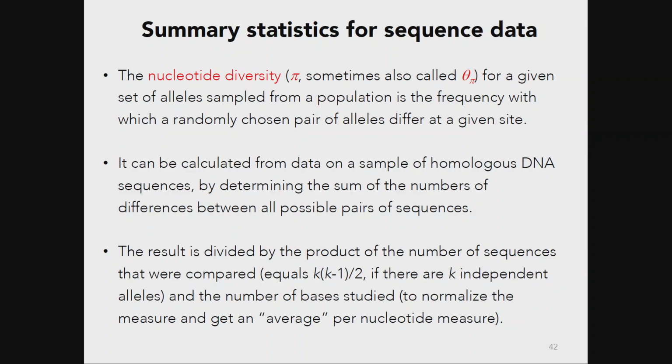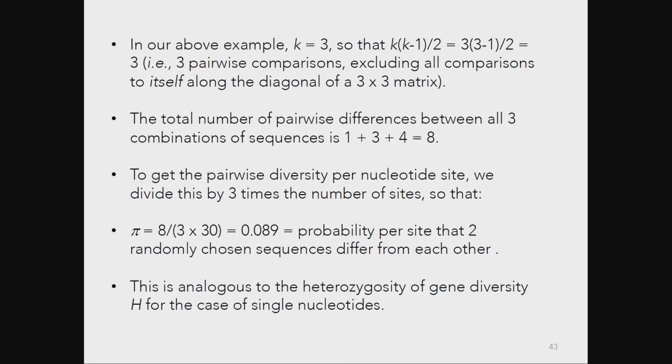Why do we also divide by the number of bases, like 30 nucleotides? It's because we want to express the number per nucleotide. It's just a convention. It makes things comparable and easier, a way of standardizing the data. So in our above example, we had K equals 3. We've just calculated on the green board that this means 3 unique pairwise combinations.